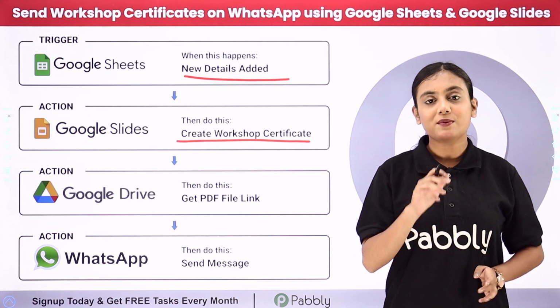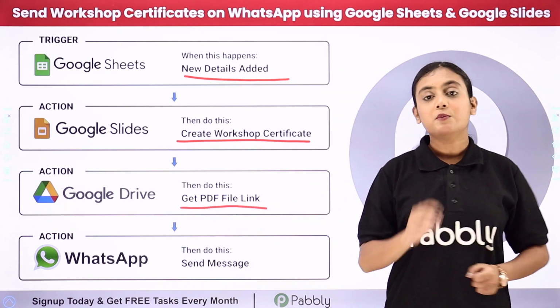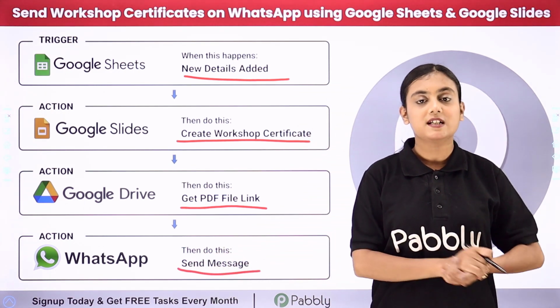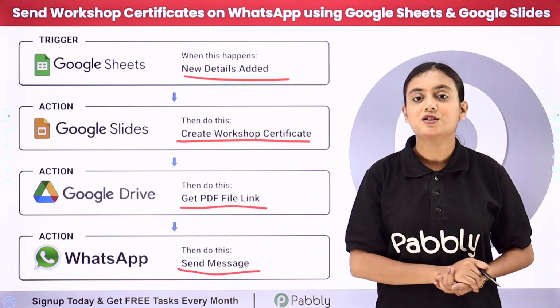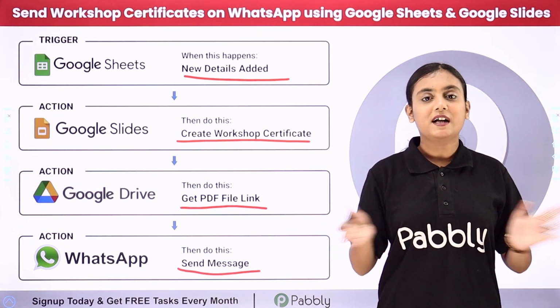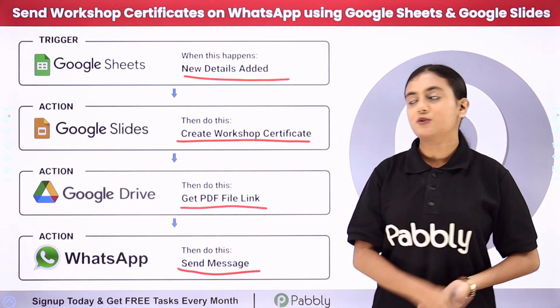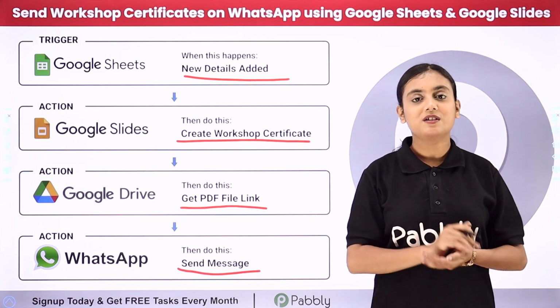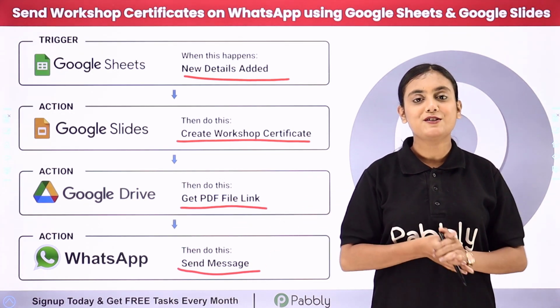And with the help of Google Drive, we are going to receive a PDF file link which is going to help us to send a message to our attendee whose details we have added in our Google Sheets on their WhatsApp with the attachment of that PDF file link. For that, we're going to simply create an automation between all of these applications with the help of Pabbly Connect. So if you want to learn how to do this automation, then let me take you all to my screen.